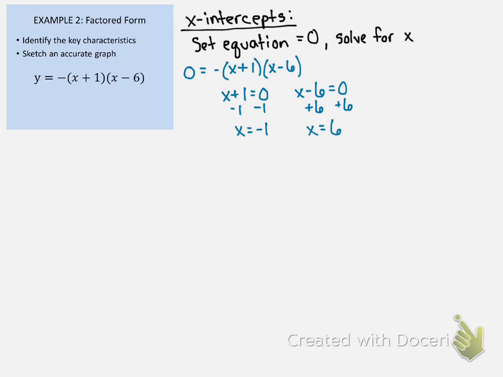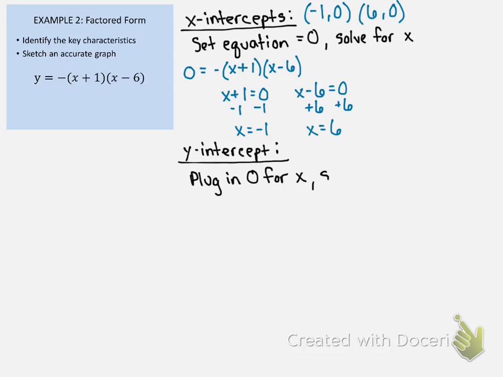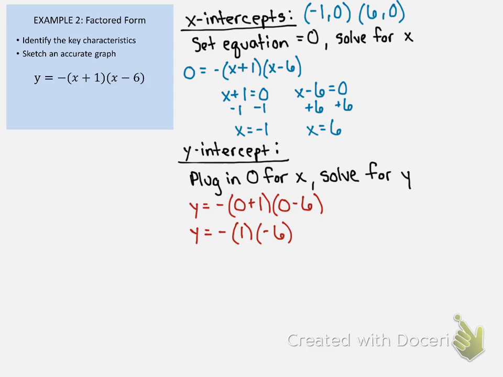So I'm going to write both of those as ordered pairs, replacing the x values with negative 1 and 6, and then the y value is 0. Next I'll find the y-intercept by plugging in 0 for x. So I'll rewrite the equation, replacing all the x's with zeros. And go ahead and do that multiplication to end up with positive 6 for a y-intercept. Again, I'm going to write that as an ordered pair, with 0 in place of the x and 6 in place of the y.